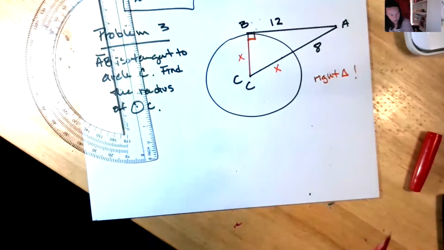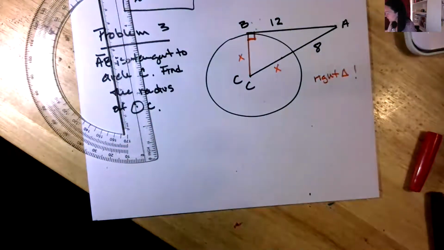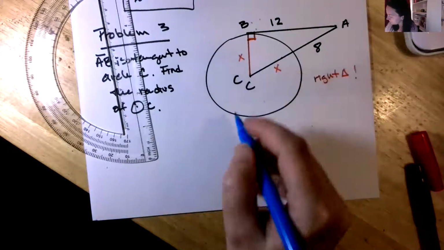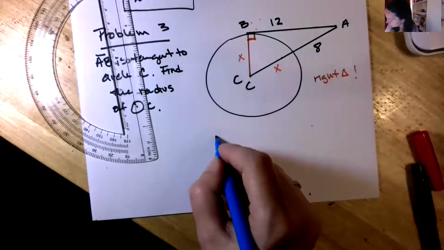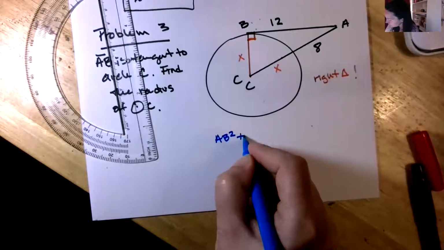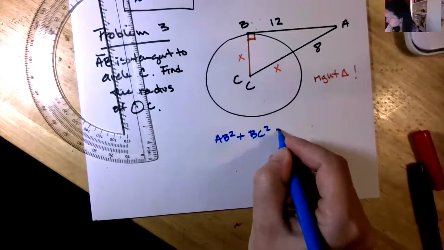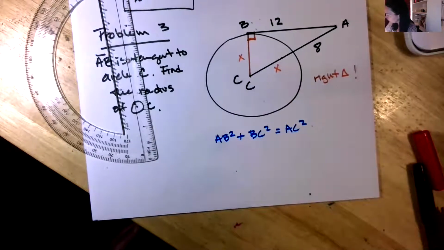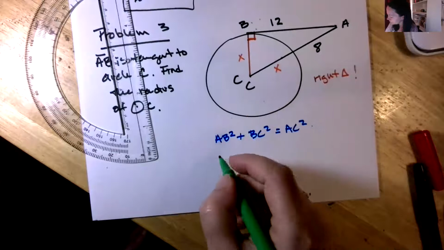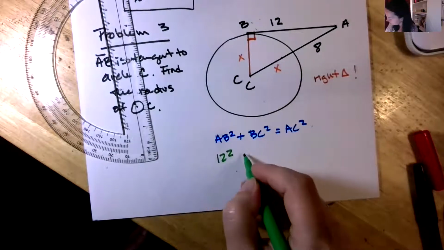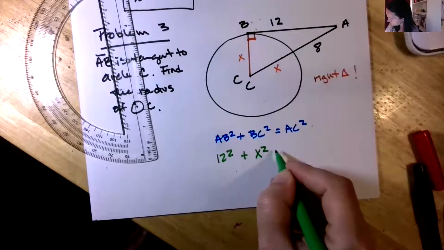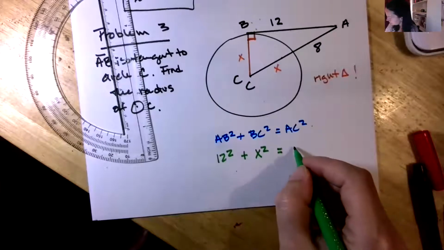This one's going to take a little bit more doing because we're definitely going to end up with some x squareds and something we have to factor. But we know, because this is a right triangle, that AB squared plus BC squared is equal to AC squared. And we're going to substitute in. AB is 12. BC is x. And AC is x plus 8.